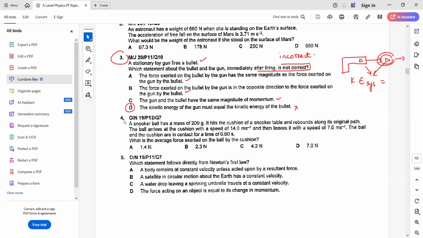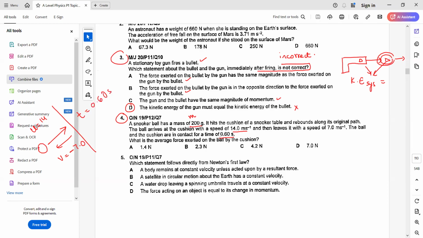right? Then question four. It says a snooker ball has a mass of 200 grams. It hits the cushion of a snooker table and rebounds. So let's say that's the ball. It hits and it rebounds. So what happens? The ball arrives at the cushion with 14. So that's initially 14, and it rebounds with -7 because it is changing direction. So it will be -7. The time in contact is 0.60 seconds.